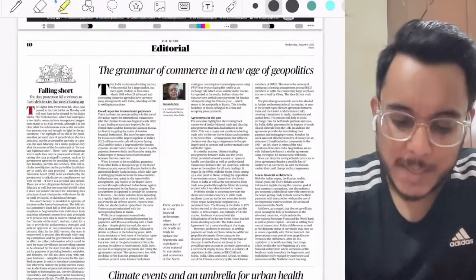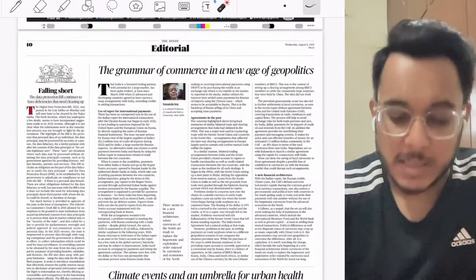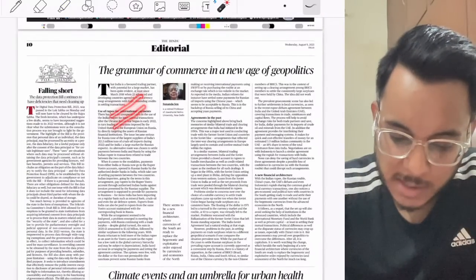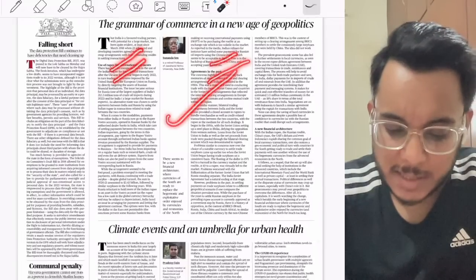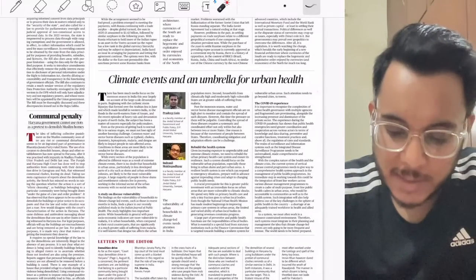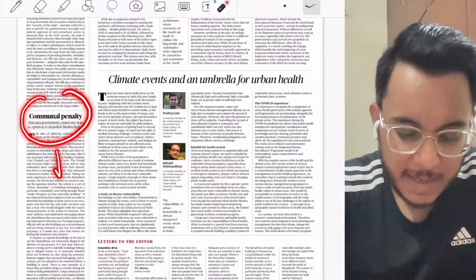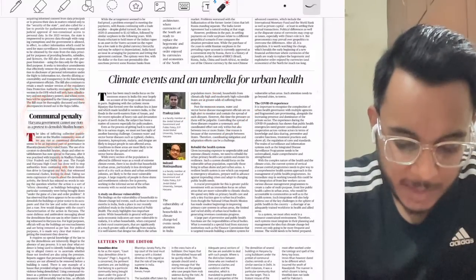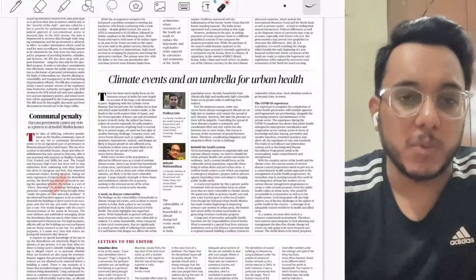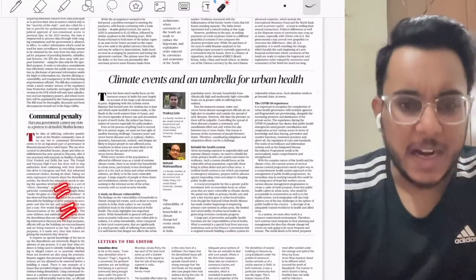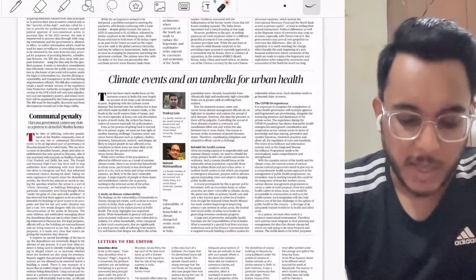Then reaching the editorial page, and on the editorial page we have good articles. The grammar of commerce in the new age of geopolitics, we'll see this particular article. Climate events and umbrella for urban health, we'll see this particular article also. Now here is a side article: Haryana government cannot use riots as a pretext to demolish Muslim homes. Okay, so guys, in this article, much substance has not been given for the exam.